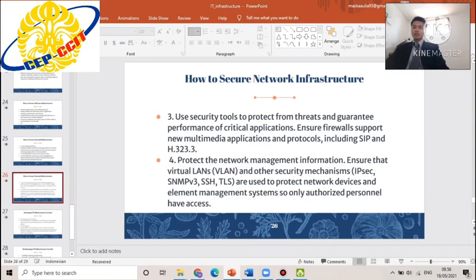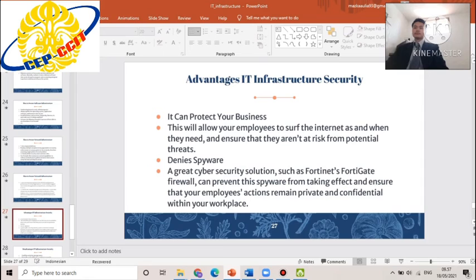Four, protect the network management information. Ensure that virtual LANs, VLAN, and other security mechanisms such as IPsec, SNMPv3, SSH, and TLS are used to protect network devices and element management systems, so only authorized personnel have access.